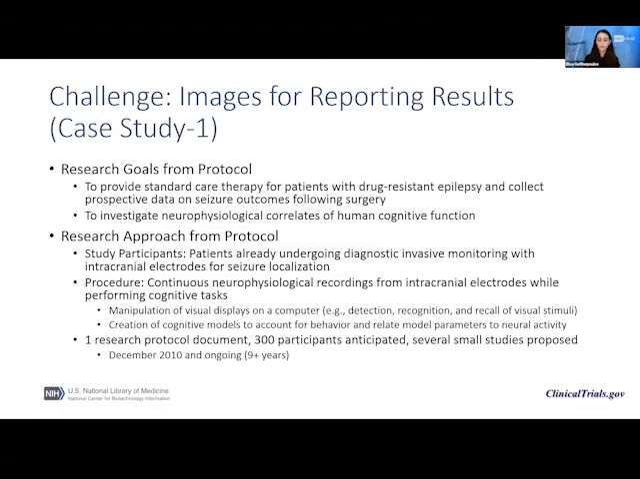The approach of this next protocol is somewhat of a hybrid of the ones that we just saw. The primary objective of the protocol for case study number 1 was to provide standard care therapy for drug-resistant epilepsy. A secondary goal was to explore the neurophysiological correlates of cognitive processes. Towards this end, several small experiments were proposed involving cognitive and motor tasks that were only broadly defined.